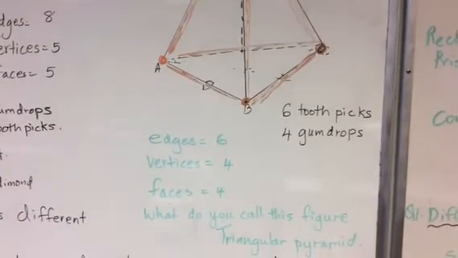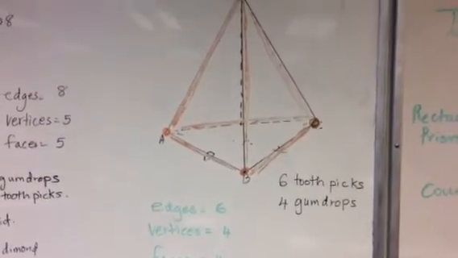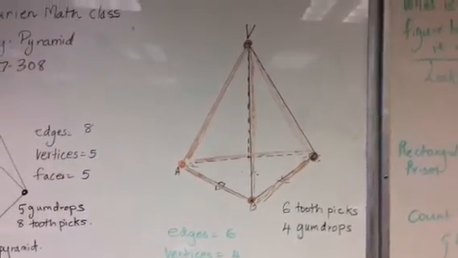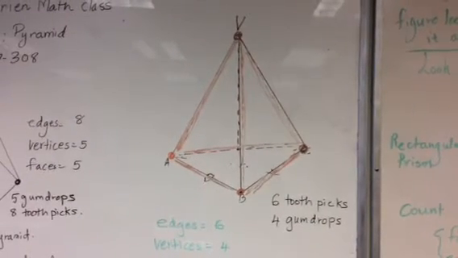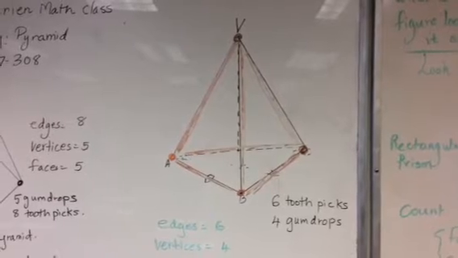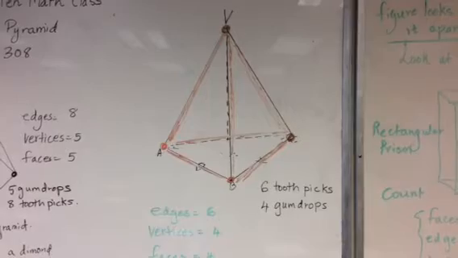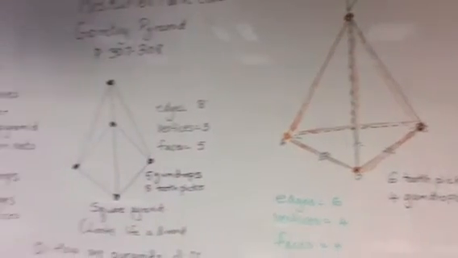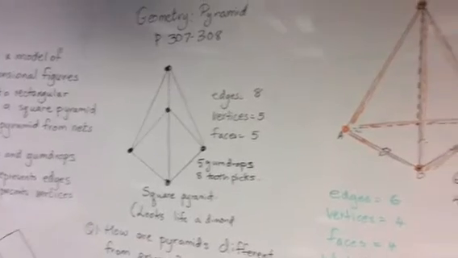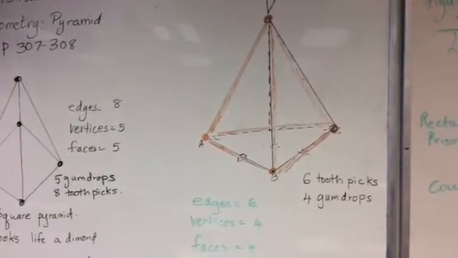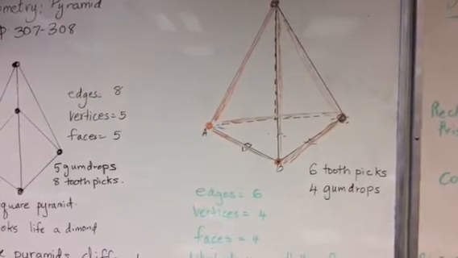What do you call this figure? It's a triangular pyramid. So look at this pyramid. I labeled them as A, B, C, D, and V up there. That D is not supposed to be there. Okay. And then this is a square pyramid. The bottom is a square, and over here is a triangular base. That's why it's called a triangular pyramid.